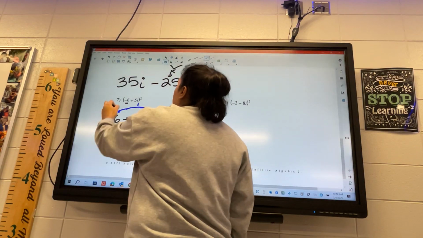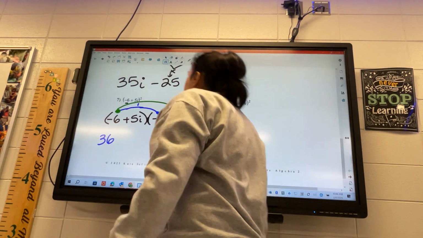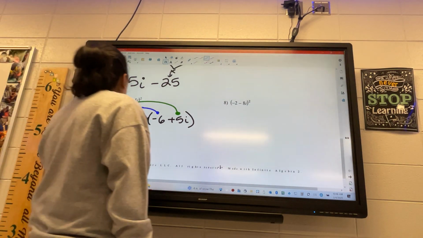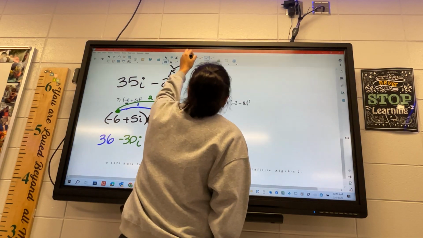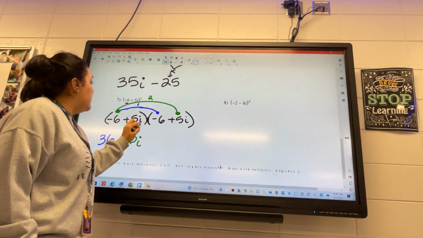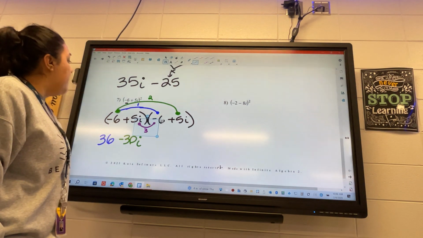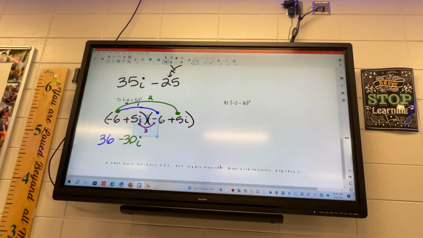Okay, and then I do the front one times the back one. -6 times 5i. -30i. Okay, this one we do second. And then we do this one times this one, so this one we do third. Okay, 5i times -6. -30i.